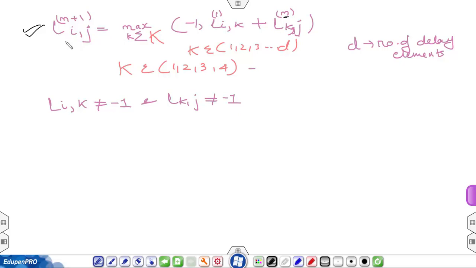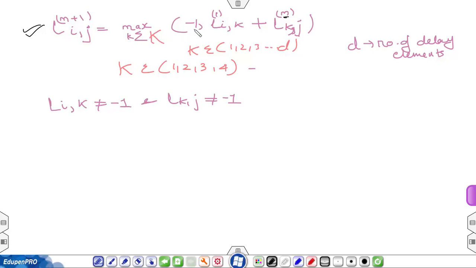We will use this mathematical formula Li comma j of m plus 1. We are calculating for the m plus 1th matrix, assuming that we have calculated till Lm, and it is max over small k belonging to a set of values, capital K, where capital K is the set of integers from 1 to d, where d is the number of delay elements. In our case delay elements are 4, so capital K is the set of integers 1, 2, 3, 4. So small k will be one of these values, either 1, 2, 3 or 4.